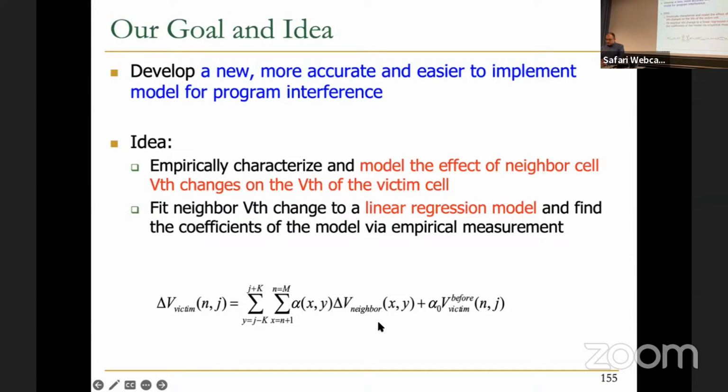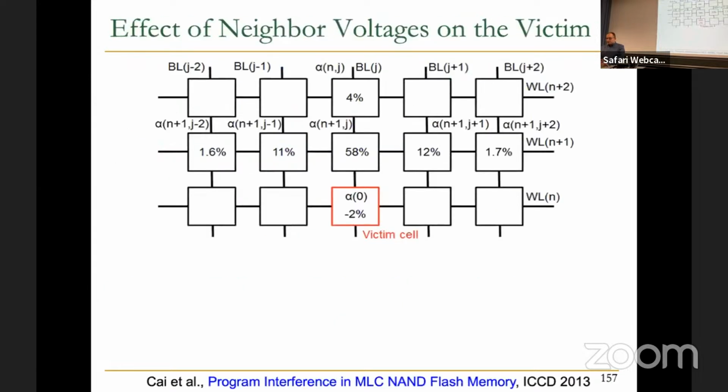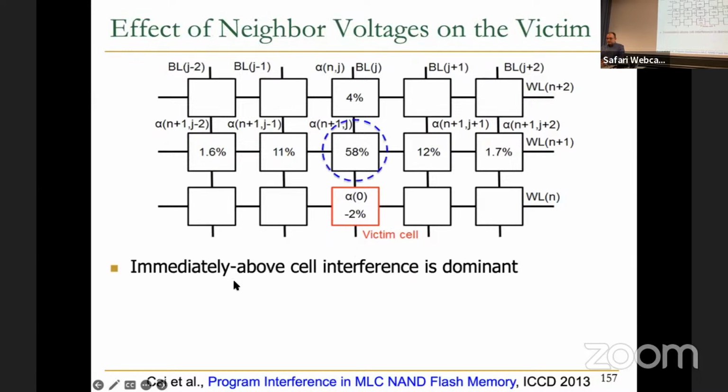You can see that these delta V and voltage terms here can be measured. There are also some coefficients that you need to set through this regression model learning. You can check the paper for more detail, but essentially we use this model and train it. Then with that, you can predict the threshold voltage change of the victim cell.